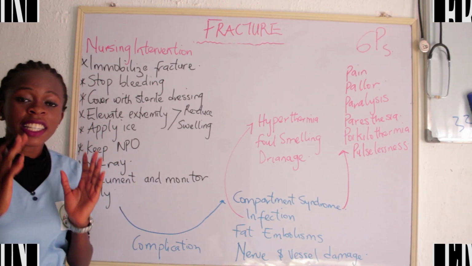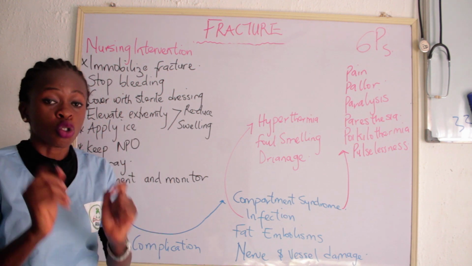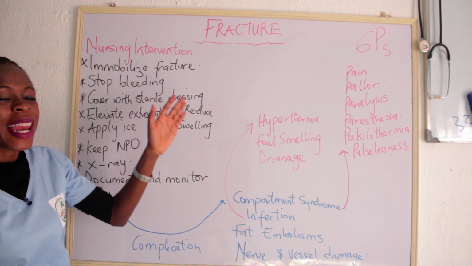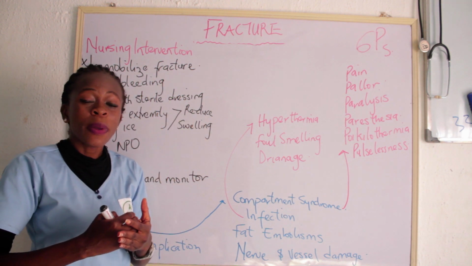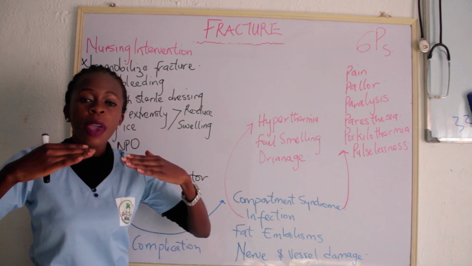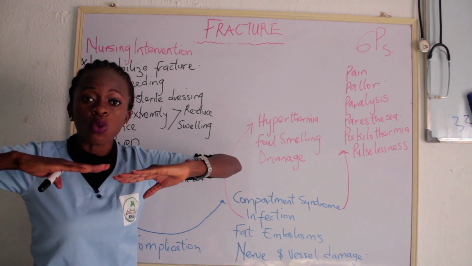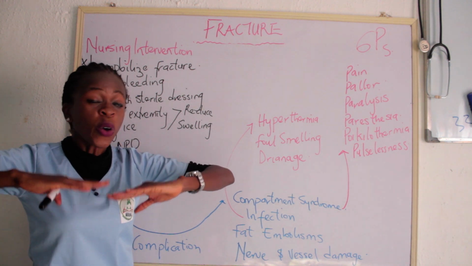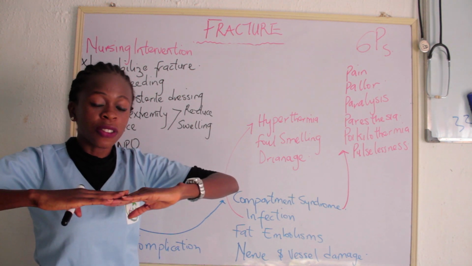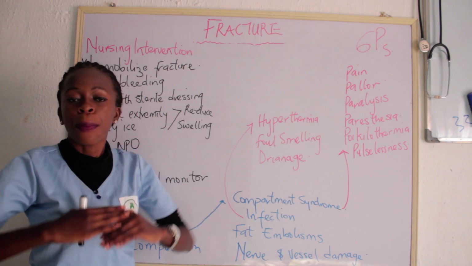For the nursing interventions for fracture, the first thing you have to do is to what? Immobilize the fracture. You have to immobilize the fracture. When you immobilize that fracture, it enables the bone to heal properly. So if you don't immobilize that fracture immediately, bone healing might be impaired.